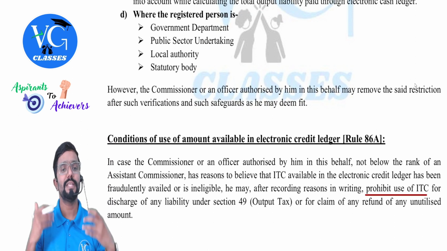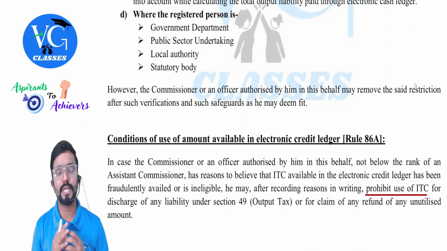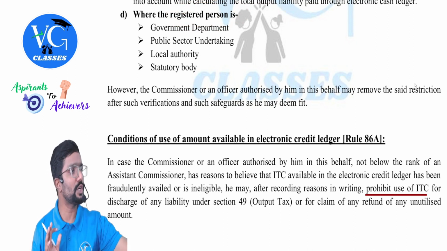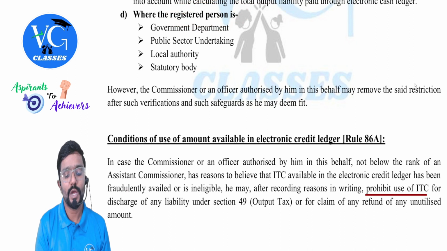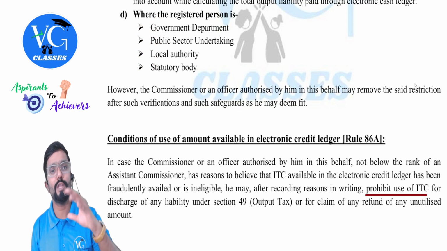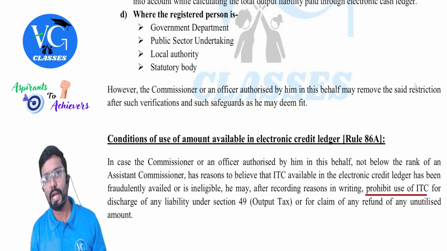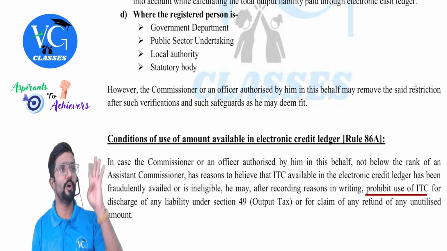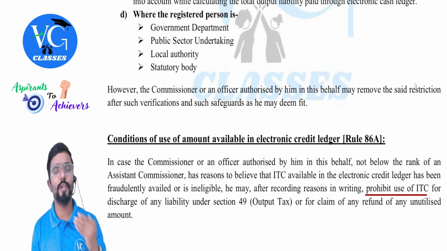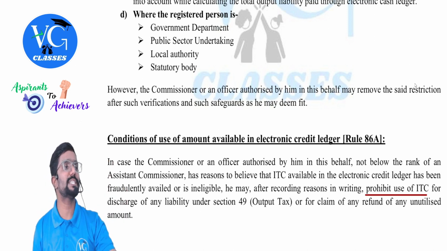Fourth one, where the registered person is covered by the following, then for them Rule 86B is not at all applicable. Who are those? Government department, public sector undertaking, local authority, and statutory body. So for these people, even though the monthly taxable outward supply is more than 50 lakh, still Rule 86B is not applicable, guys. Clear? Yes. So these exceptions are important. Totally how many are there? 4. In the following 4 cases, Rule 86B is not applicable.